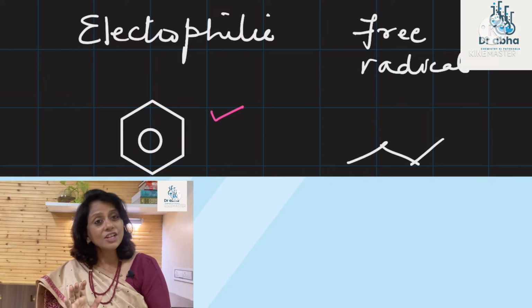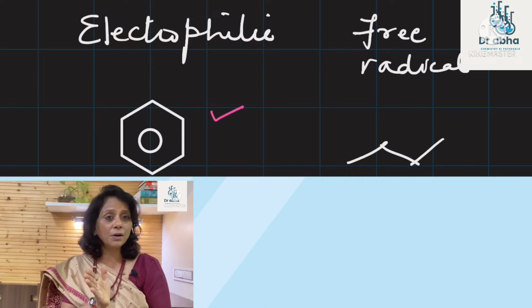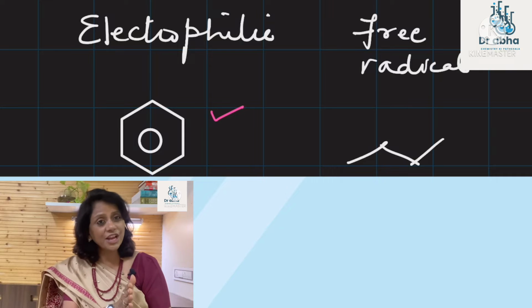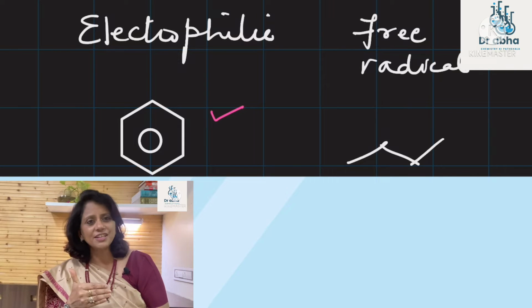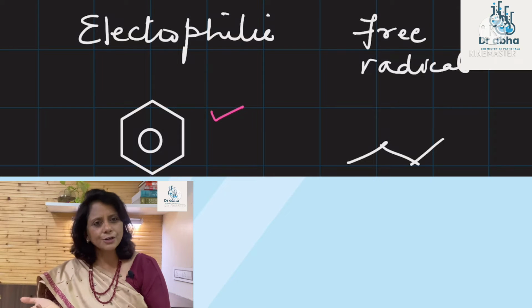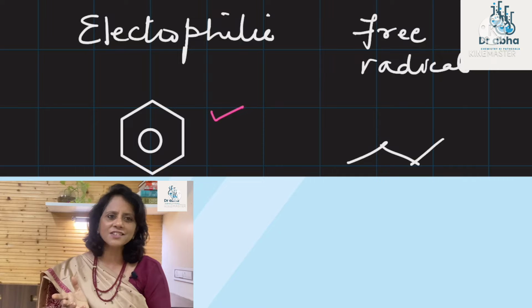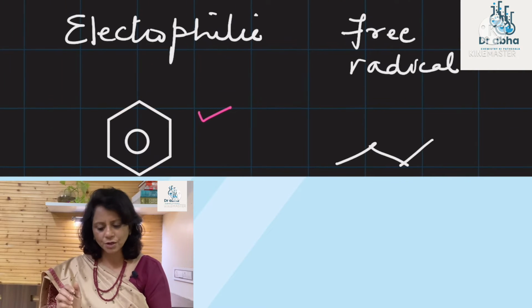In the benzene, the hydrogen atoms are replaced by the electrophile. The hydrogen atoms are removed as H plus, and the attacking reagent is electrophile. For performing the reaction, we will need certain electrophile generator, which we will be doing in a separate video about the mechanism of the electrophilic substitution.